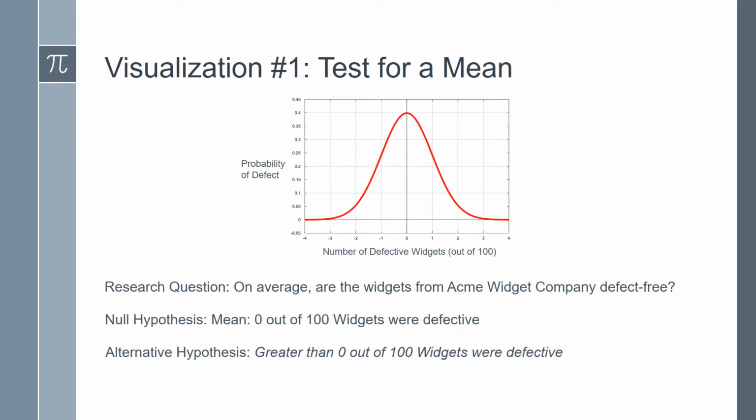So visualization number 1, testing for a mean. The research question: on average, are the widgets from Acme Widget Company defect-free? Our null hypothesis here is 0 out of 100 widgets were defective. Our alternative hypothesis is greater than 0 out of 100 widgets were defective.